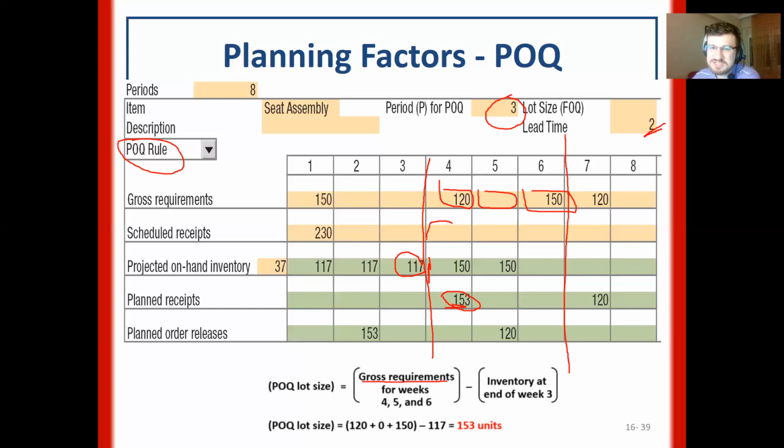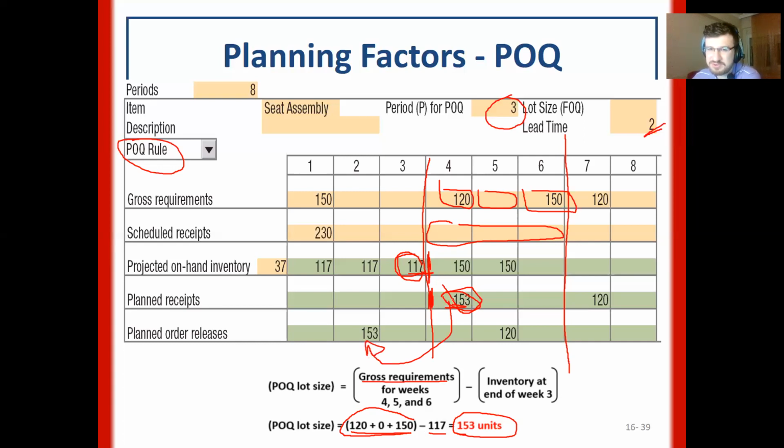Are there any scheduled receipts during these weeks? There are none. Is there any on-hand inventory at the end of week 3 or at the beginning of week 4? Yes, there is 117. Then after we subtract 117 from the gross requirements during weeks 4, 5, and 6, we determine the net requirement, which is 153. So 153 units should be received at the beginning of week 4. Then this order should be given 2 weeks before.